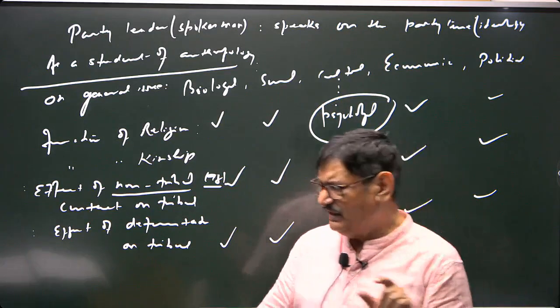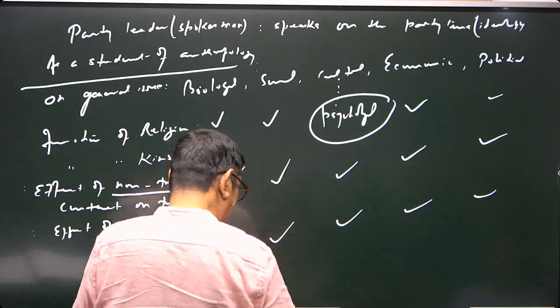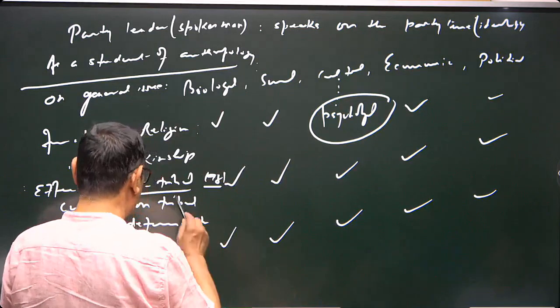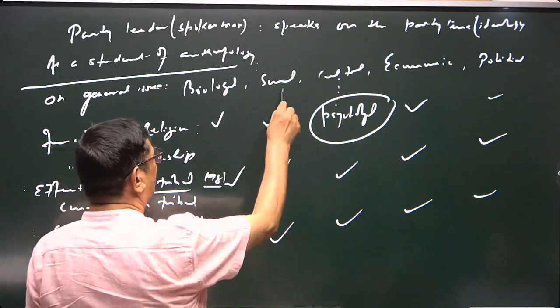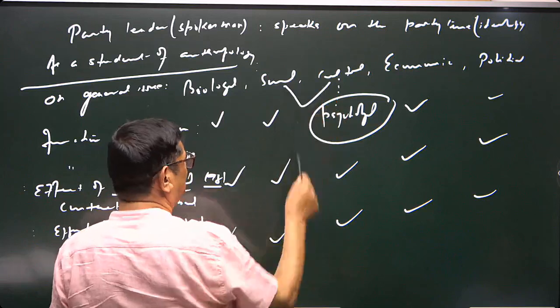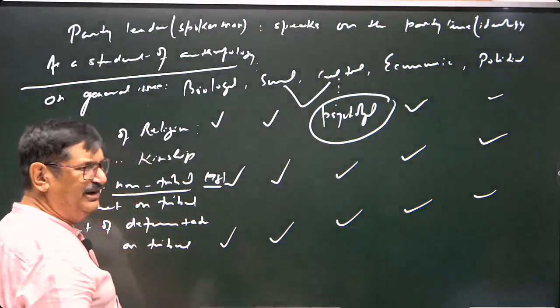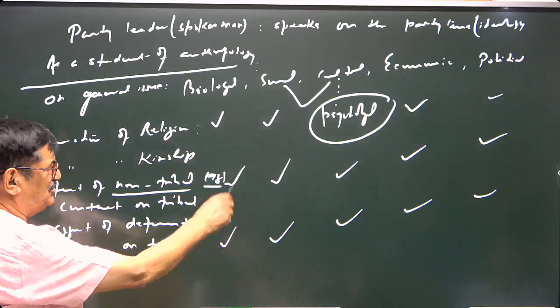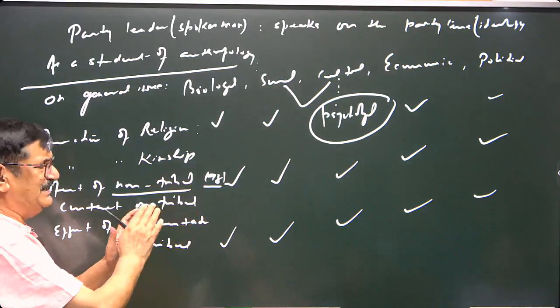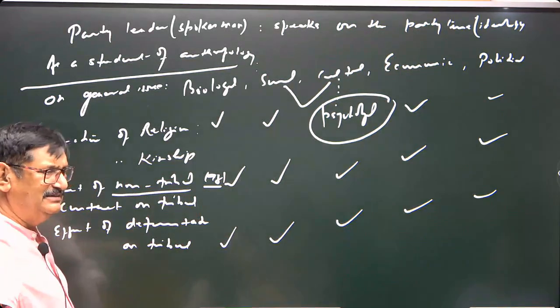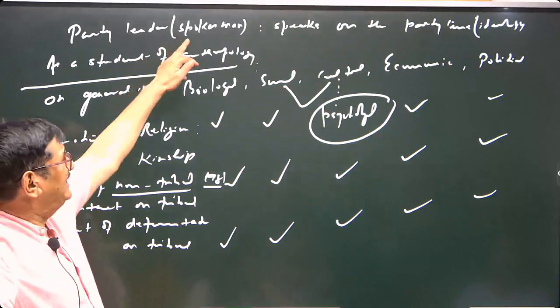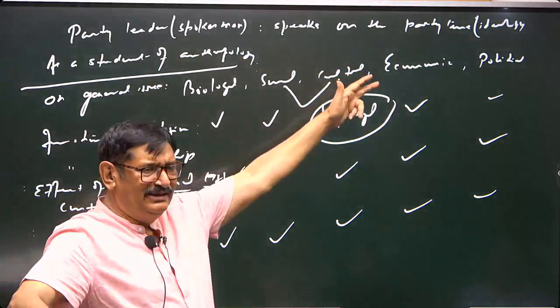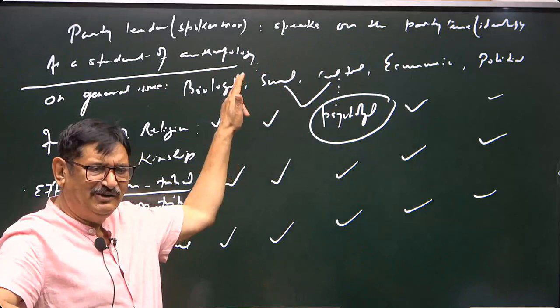So this year in 2023, the question of culture contact was on social and cultural effect or religious effect. So these are the general questions. In a general question, we write on five lines. Just as I told you, a party leader speaks on their party line. You write on five lines.